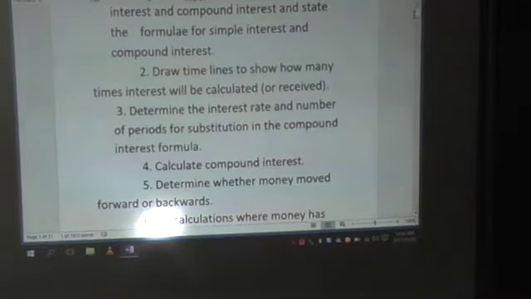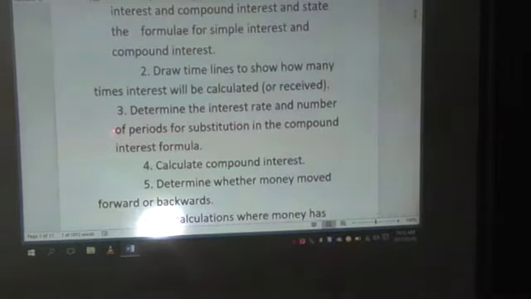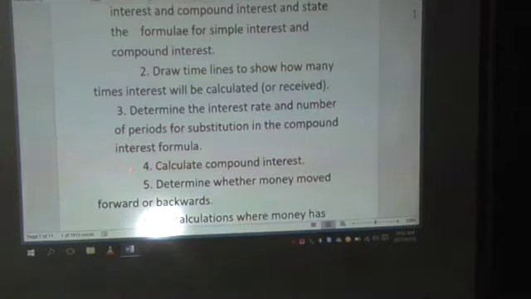Number 2, you will be able to draw lines, timelines, to show how many times interest will be calculated or received. 3, you will be able to determine the interest rate and the number of periods for substitution in the compound interest formula. 4, you'll be able to calculate compound interest.